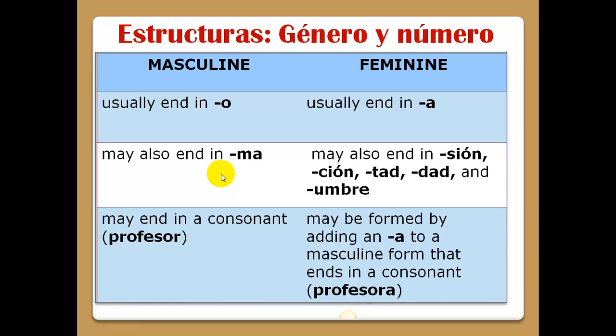It's masculine, el problema. Words that end in SIÓN, CIÓN, TAD, DAD, and UMBRE are going to be feminine. So anytime you come across any of those suffixes, just know the word is feminine. The words that end in consonants are usually masculine. So profesor, teacher. And then you can make it feminine by adding an A. Profesora, female teacher.